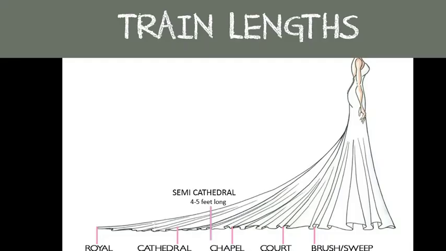Here you'll see the 6 most popular types of train lengths. First, you have the brush or the sweep train, which barely brushes the floor. The court train goes about 1 foot out past your dress. The chapel would go about 3 feet out past your dress. A semi-cathedral would go about 4 or 5 feet. A cathedral, 6 feet. And a royal, 10 feet.